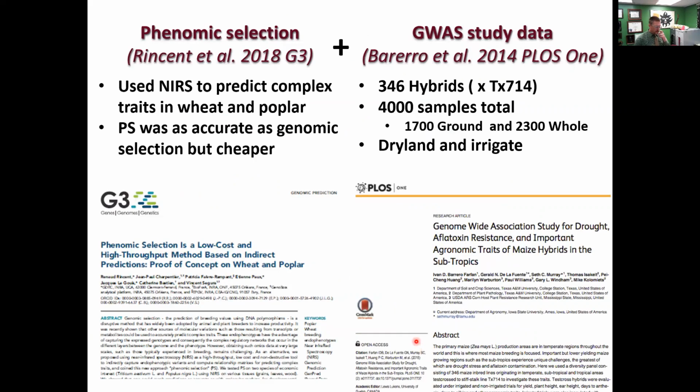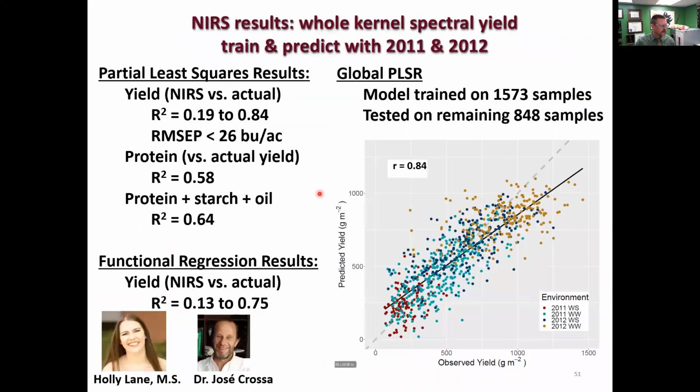So how can we use that near-infrared spectroscopy data? We happen to have this data set where we used NIR to predict a GWAS panel under dry land and irrigated samples. And in 2018, this wonderful paper came out by Rincent et al. called Phenomic Selection. They used NIR to predict complex traits in wheat and poplar and showed it was as accurate as genomic selection, but cheaper. And so we wanted to validate this. I have this phenomenal student, Holly Lane, who got her master's, and Jose Crossa and some of his colleagues worked with us on this.